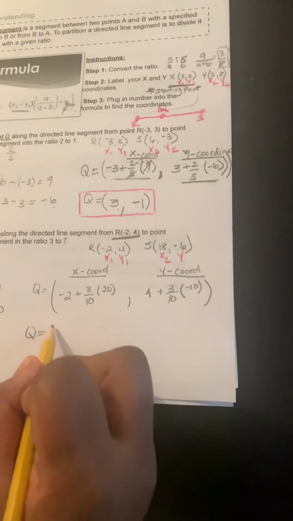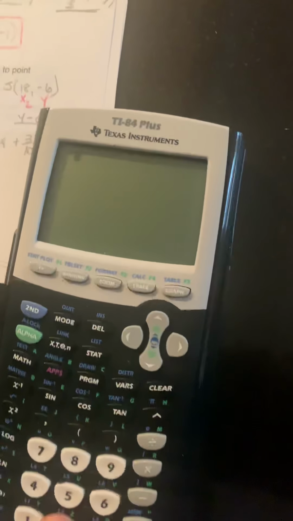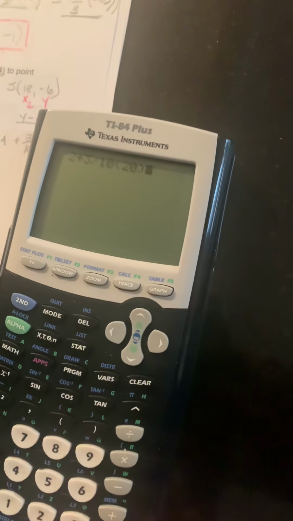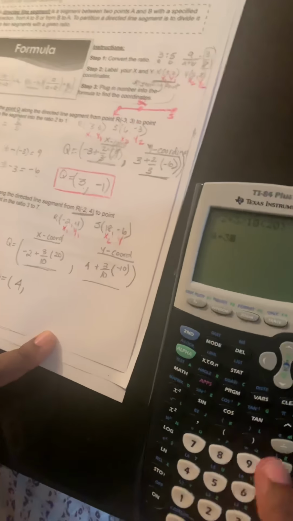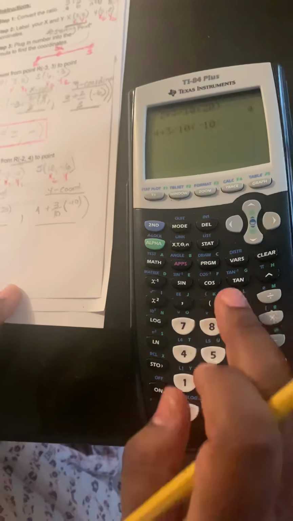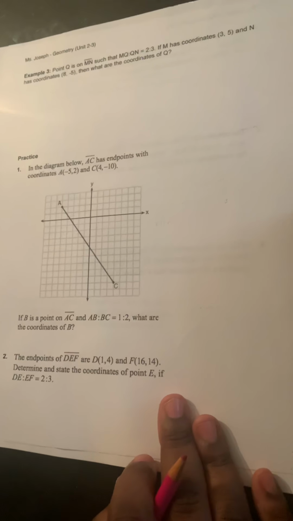And again, you're plugging this into your calculator. So you're plugging it in first. I get -2 plus 3 divided by 10 times 20, which gives me 4. And I'm doing the same thing for this side here. So you get 4 plus 3 divided by 10 times -10, which gives me 1. So this is your coordinate here. This is your answer. Okay? All right, let's move on to example 3.